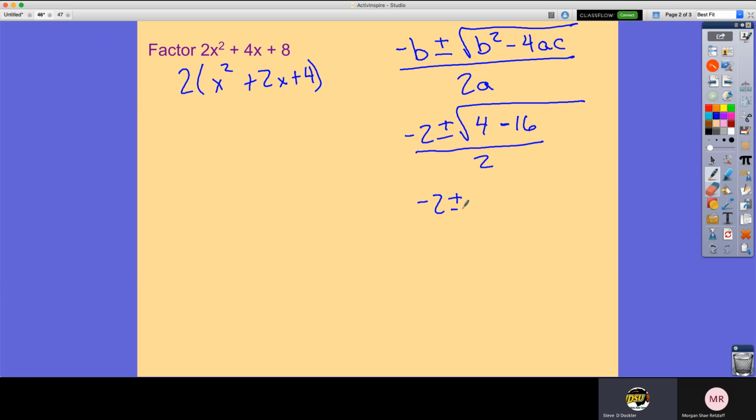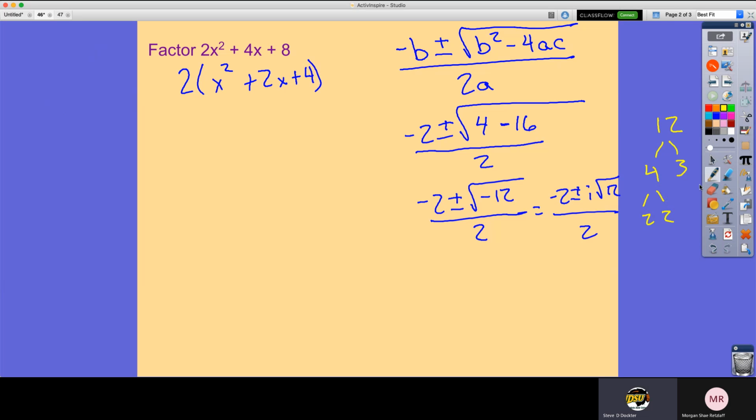So underneath the square root sign, I get a negative 12. Now, can you simplify the square root of negative 12? What's the first thing you have to do? Yep, you take out the i. So this turns into negative 2 plus or minus i square root of 12 over 2. And then this 12, we can simplify down. This would be a 4 and a 3, and a 2 and a 2. Because we have a pair of 2's here, this would simplify to negative 2 plus or minus 2i times the square root of 3, all over 2.